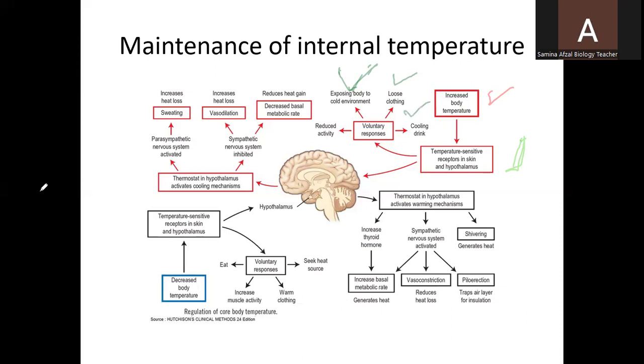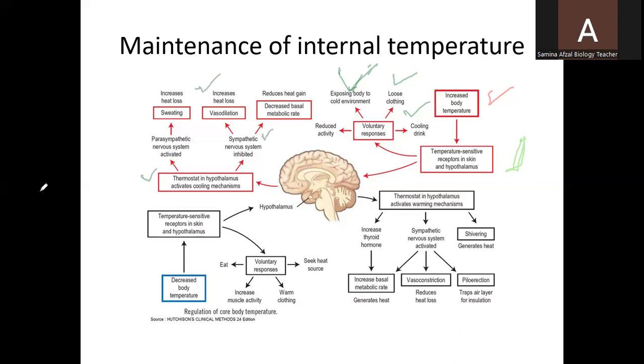So another change will take place. Hypothalamus will be activated, which I already said is part of the brain. So the thermostat in the hypothalamus activates cooling mechanism. So the cooling mechanism of the body will be activated by the parasympathetic nervous system and sympathetic nervous system. So parasympathetic nervous system will increase heat loss by sweating, whereas the sympathetic nervous system will increase heat loss by vasodilation.